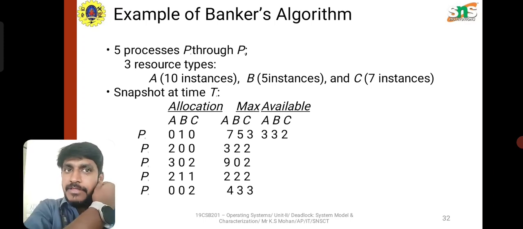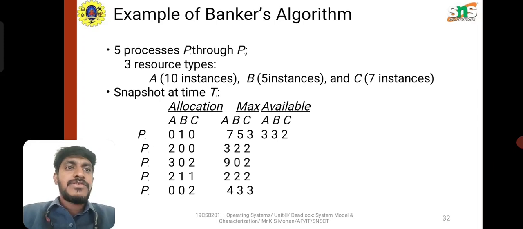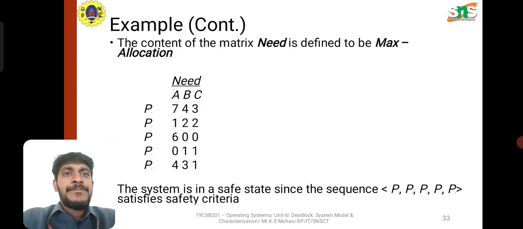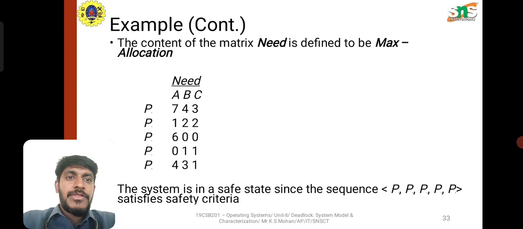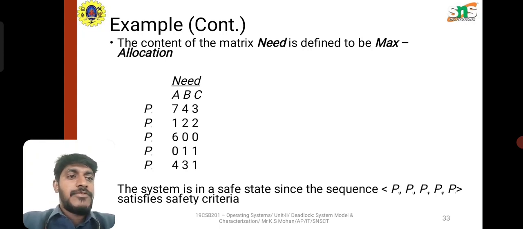We have five processes, with A having 10 instances, B having 5 instances and C having 7 instances. The snapshot at a time will have these values, including the maximum and allocation. The need values are 7 4 3, 1 2 2, 6 0 0, 0 1 1 and 4 3 1. The system is in an unsafe state if no sequence satisfies the safety criteria.